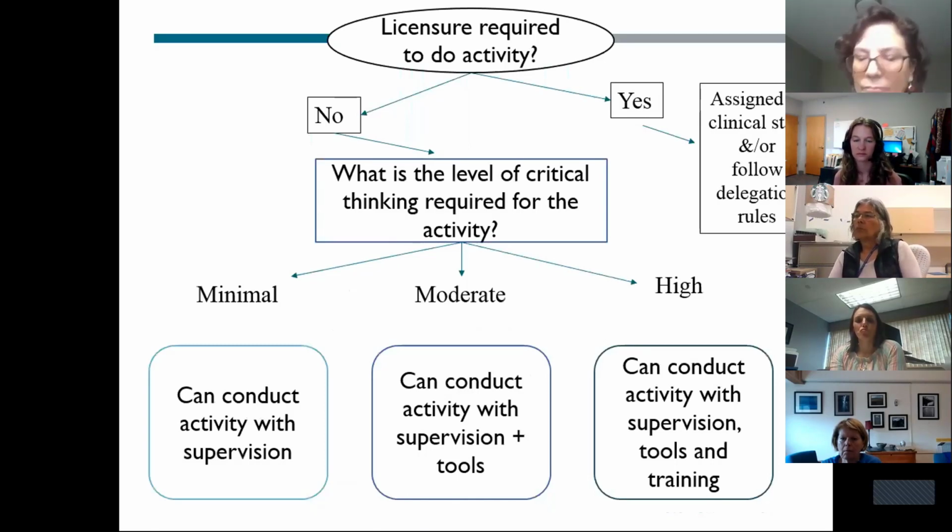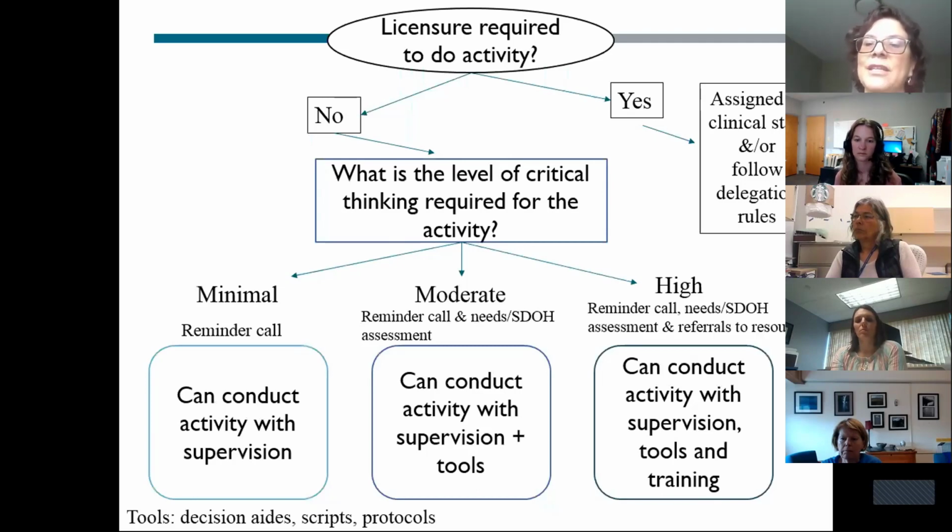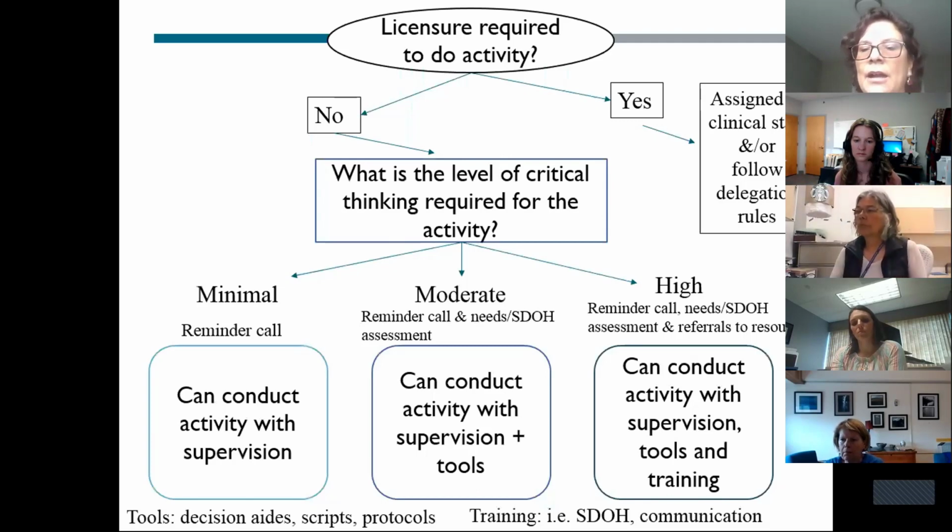So for example, if all you want is someone to do reminder calls, that can usually be done with some supervision. But if you want them to do reminder calls and also a needs assessment, they probably need some decision aids, a script, maybe some protocols. But if you also want them to then refer to resources, then they might need more training around what the resources in the community are, and what the appropriate referral mechanism is. And so community health workers, as well as other unlicensed staff, can be used in many different activities with the appropriate supervision, tools, and trainings.